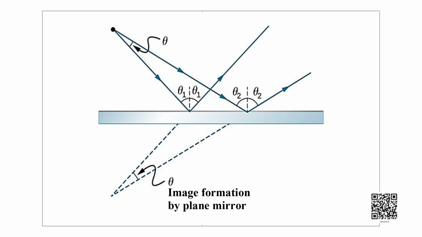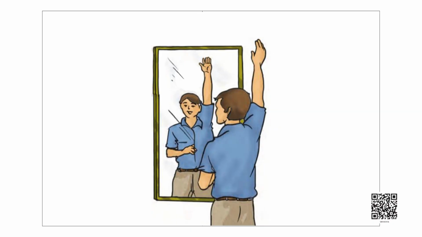The image also appears to be at the same distance behind the mirror as the object is in front of the mirror. Suppose you stand in front of a mirror and raise your right hand. You will see that in the mirror, the image of yourself has the left hand actually raised instead of the right. This process is called lateral inversion. The left side of the object appears to be the right side of the image.